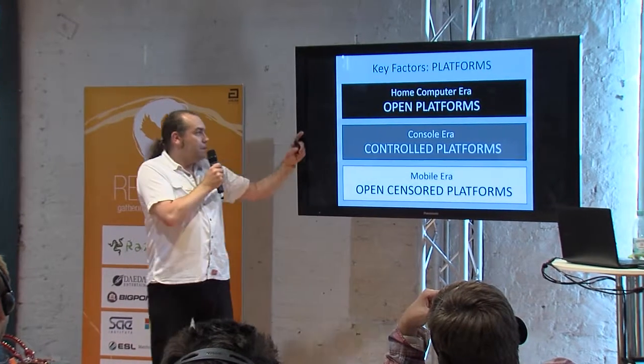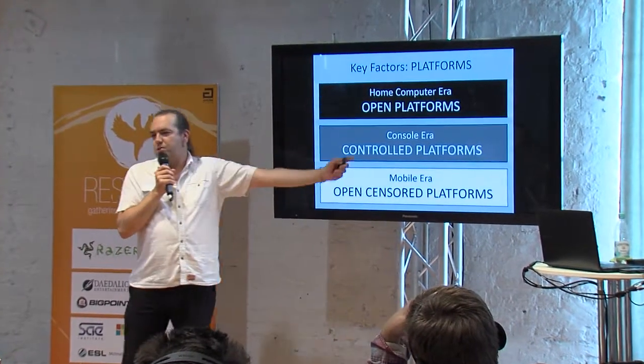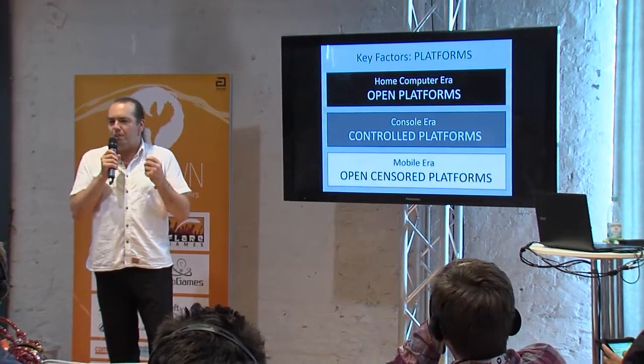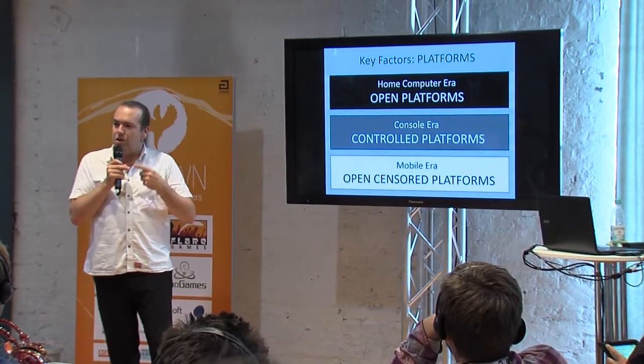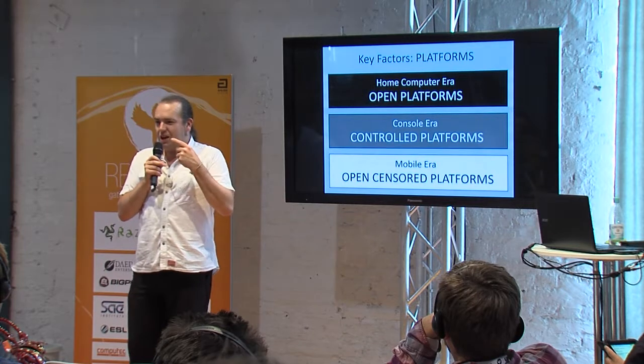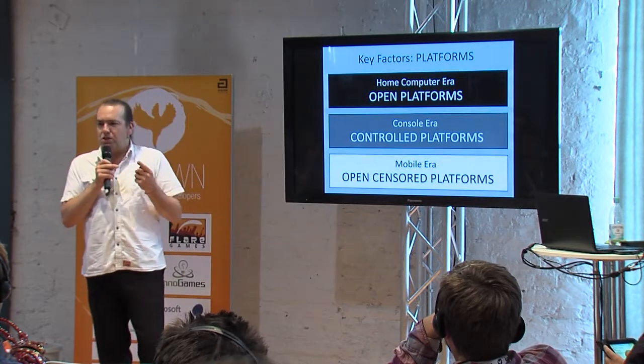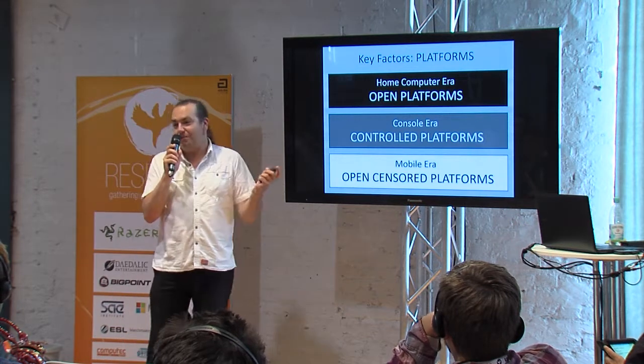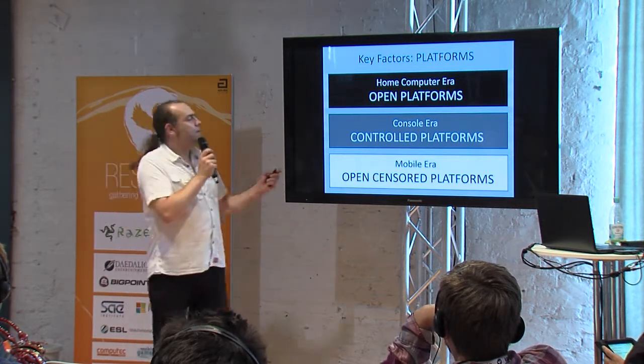Platform key factors. The home computer era is all open platforms. Amiga, ST, Commodore 64, we could do what we want. The platform holders didn't put any gates on what we put out. We just, as developers, signed deals with publishers for advances against royalties. That was it. This was a great time. Basically, we could do what the hell we wanted.